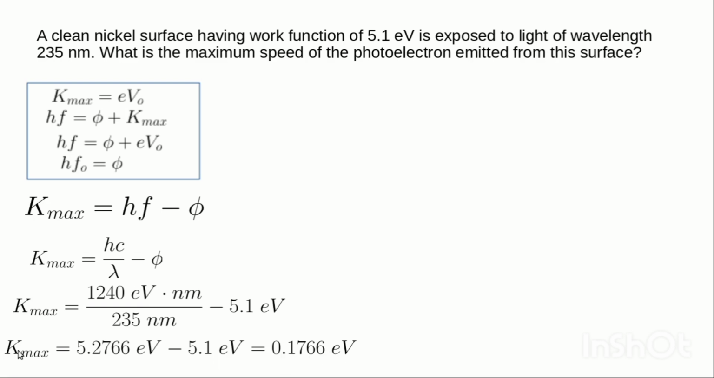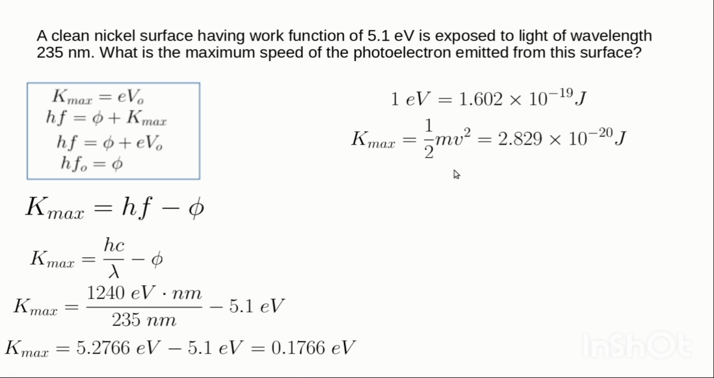Now that we have our K max equal to this, we use this particular expression to convert this electron volt to joules, because for us to calculate our velocity, we must convert this back to joules. Using this, we get K max equal to half of mv squared equal to this in joules. So we've already converted this to joules using this conversion factor.